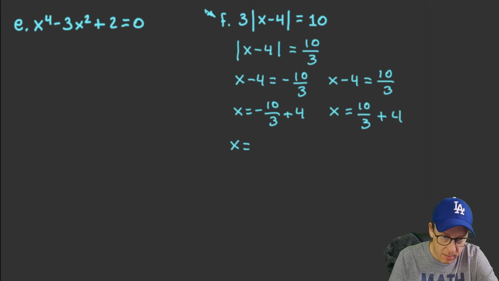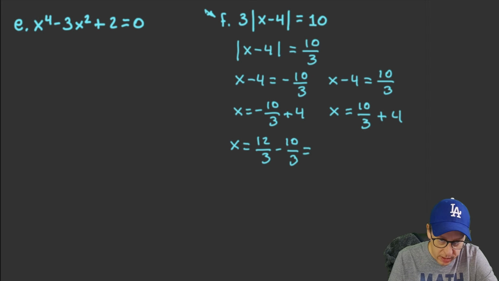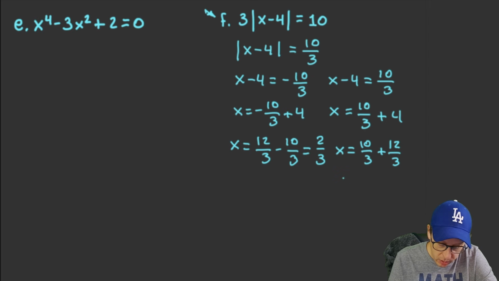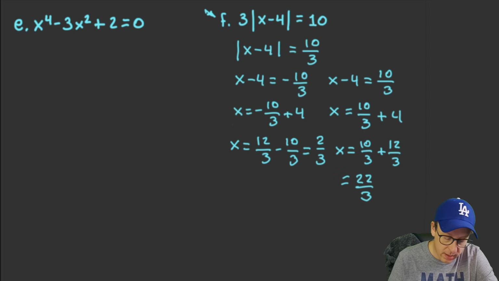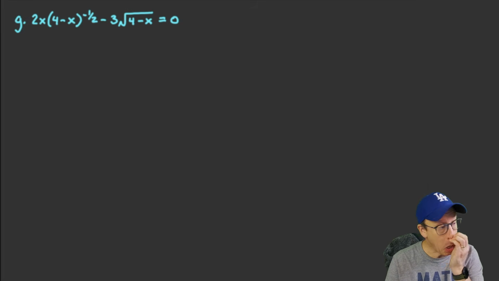And x is going to be equal to 12 over 3 minus 10 over 3, which is equal to 2 over 3. And x is also going to be equal to 10 over 3 plus 12 over 3, which is equal to 22 over 3. Okay, so that's how to find those two values. Let's continue.